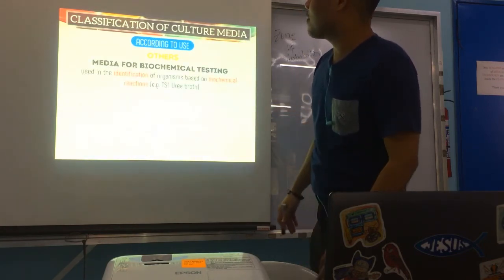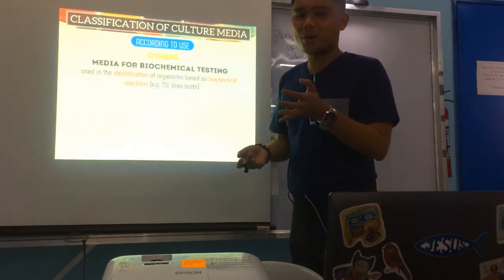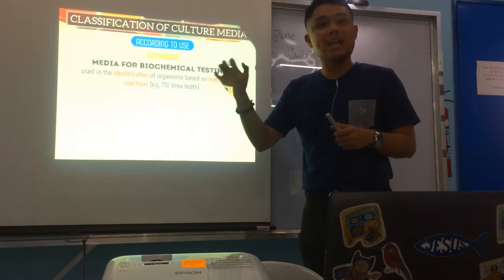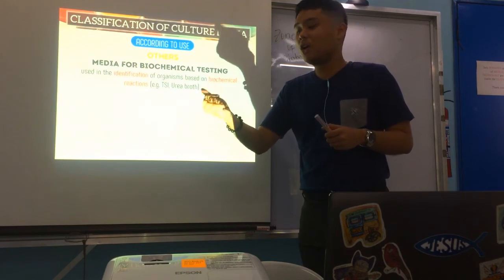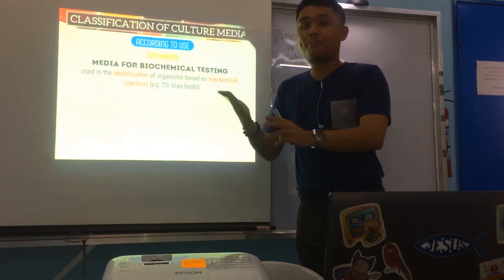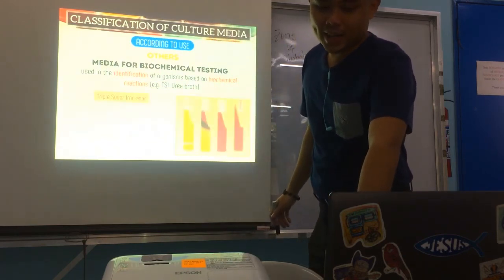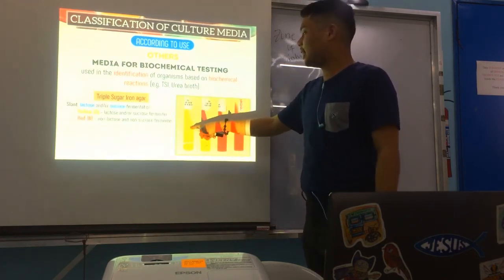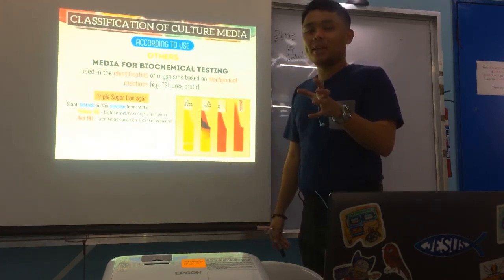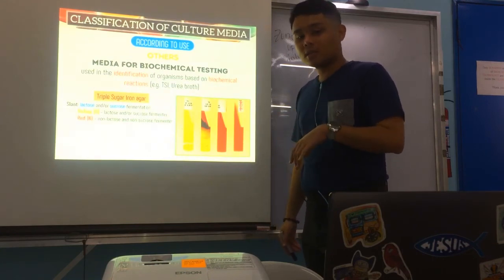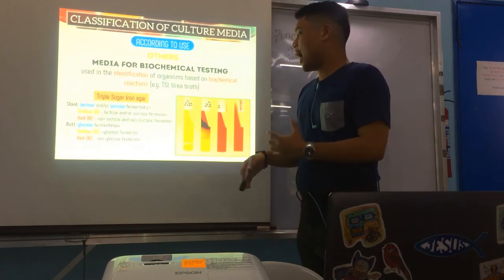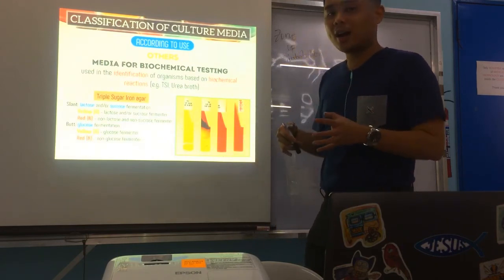And last is of course for biochemical testing. In this intro to micro, I'm just going through it, but when we go to biochemical testing for different groups of bacteria, we'll go deeper into this. A very good example is your TSI, triple sugar iron, right? You have the slant. It determines the ability of the bacteria to ferment lactose and or sucrose. And in the butt, the ability to ferment glucose. And we have different letters to interpret it.